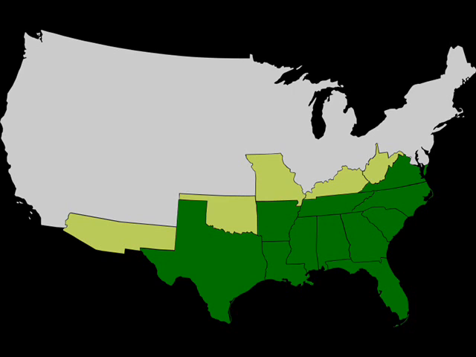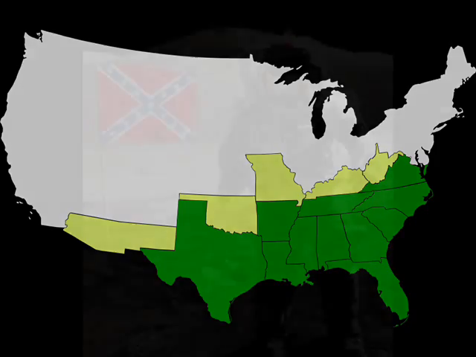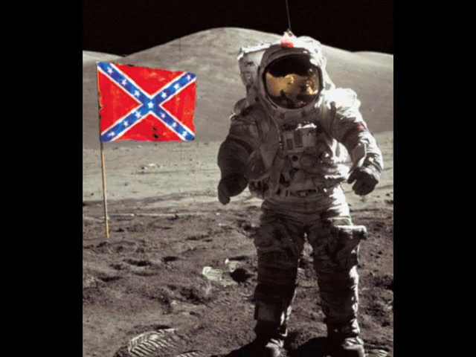Just before Lincoln took office, South Carolina, Mississippi, Florida, Alabama, Georgia, Louisiana, and Texas seceded from the Union to form what would come to be called the Confederate States of America. After Lincoln called for troops, Virginia, Arkansas, North Carolina, and Tennessee seceded from the Union as well.